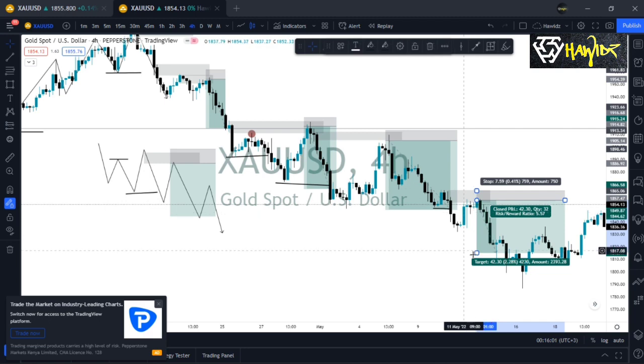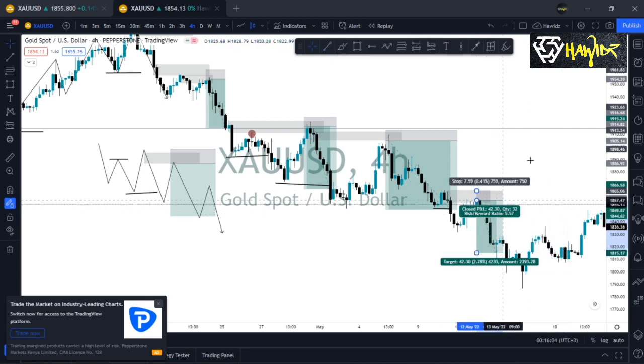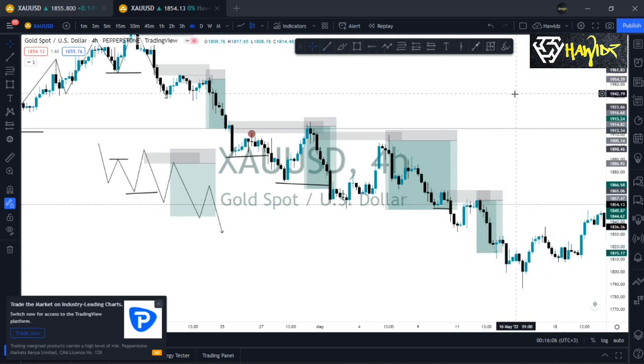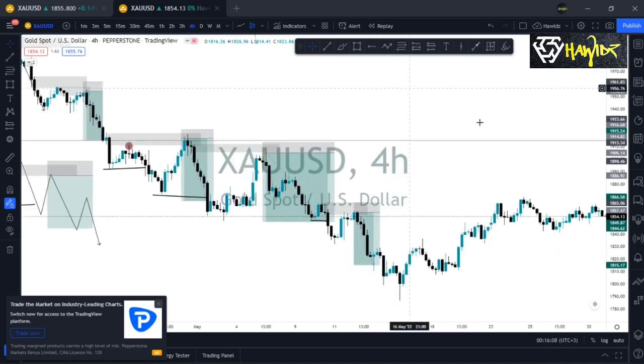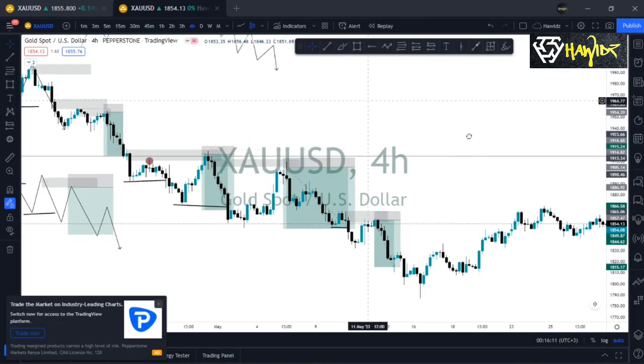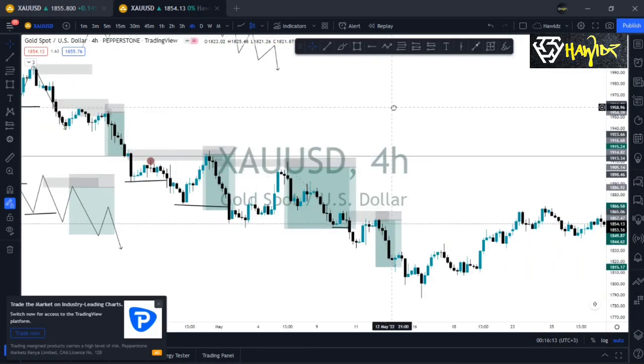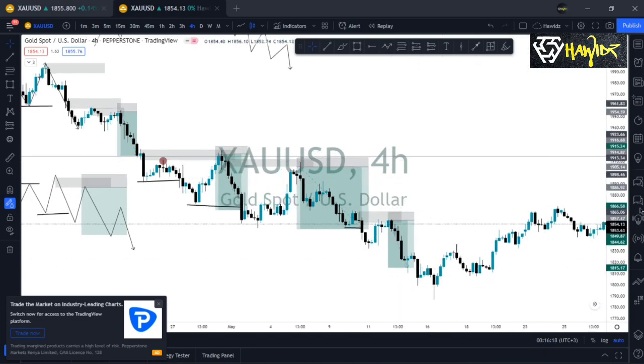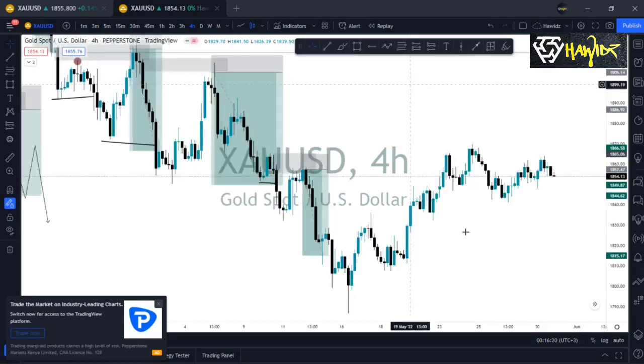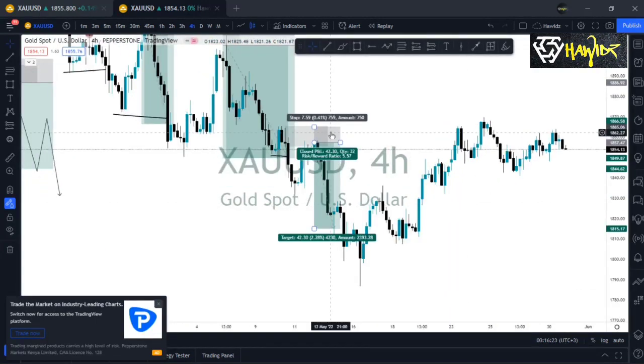I'm just showing you the same rules, how I apply them over and over again in a chart. So that was the bearish move, and the bearish move is now done. Let's make this white and see what's happening here.